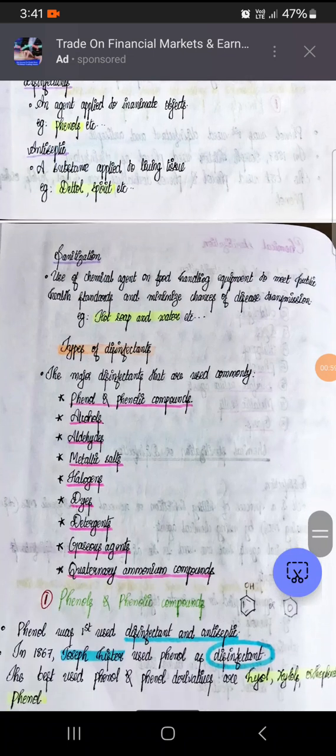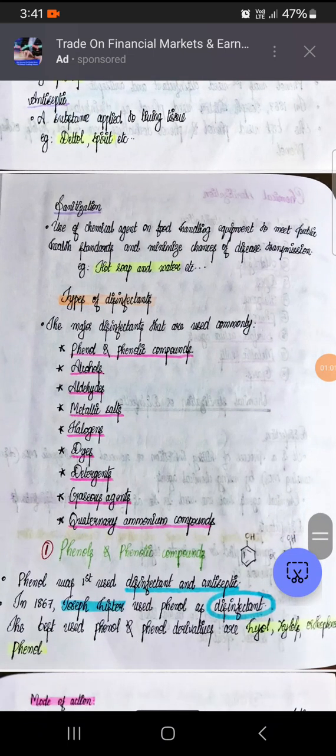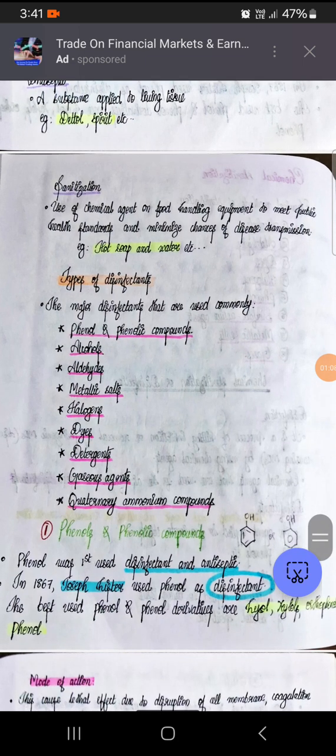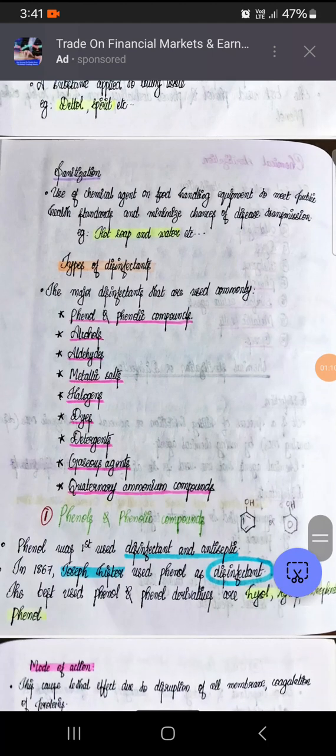Then, moving on to sanitation, it is the use of chemical agents on food handling equipment to meet public health standards and minimize chances of disease transmission. Example, hot soap and water. Types of disinfectants. The major disinfectants that are commonly used are phenol and phenolic compounds, alcohol, aldehyde, metallic salt, halogen, dyes, detergents, gaseous agents, and quaternary ammonium compounds.